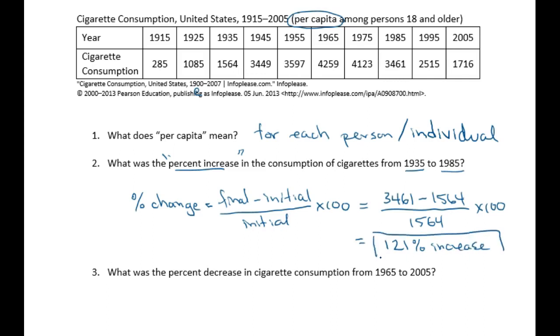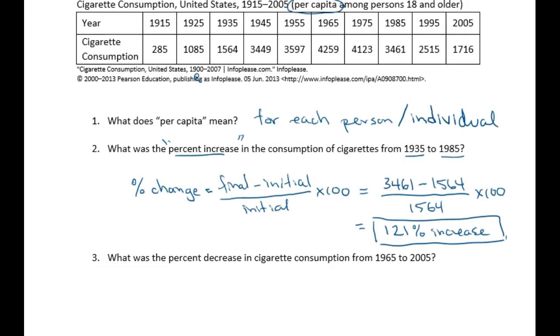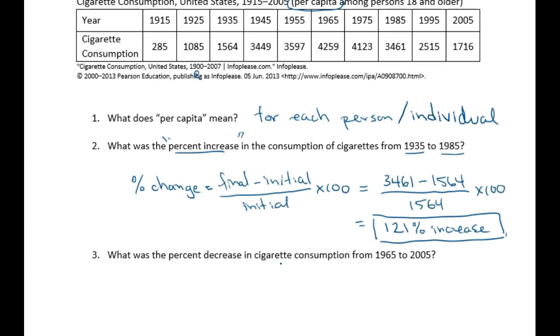What that means, remember, is it's just relative to what it used to be. In 1935, on average, per person, we were having 1,564, and that increased to 3,461, relative to what it used to be. So always make sure that you're thinking about that. It's okay to have a percentage that's over 100% because you're doing it 100 plus some fold when you make that change. Question 3 is asking us what is the percent decrease in cigarette consumption from 1965 to 2005.